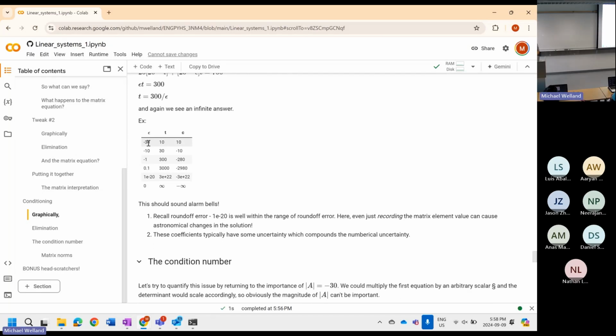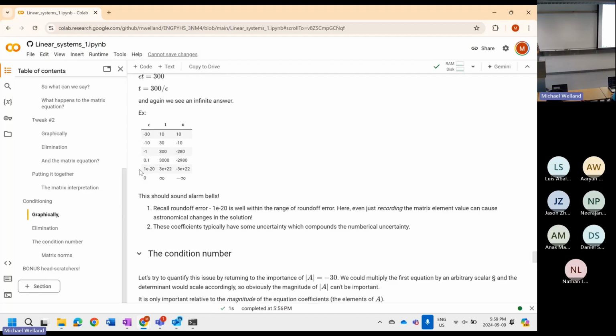Here are some examples of epsilon versus the solutions. For 30, you get 10 and minus 10. Can you guys read this? Is this too small? Okay. Once you get down here, you get 0.1 and your solutions are up in the thousands. When you get way down here, you get molar quantities of these things. And what happens when you start mixing magnitudes? You're signing your own death warrant.